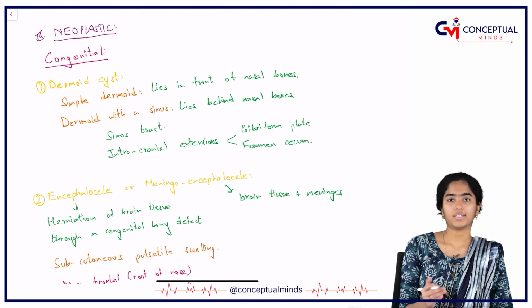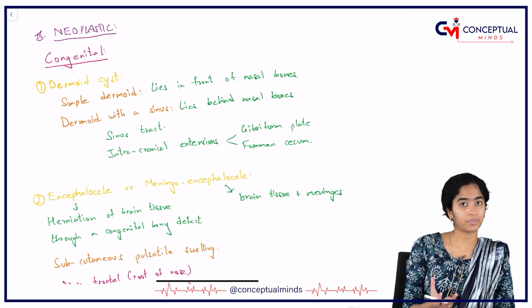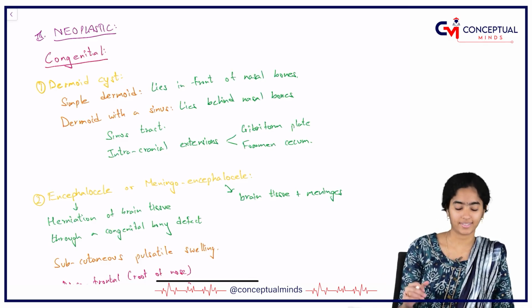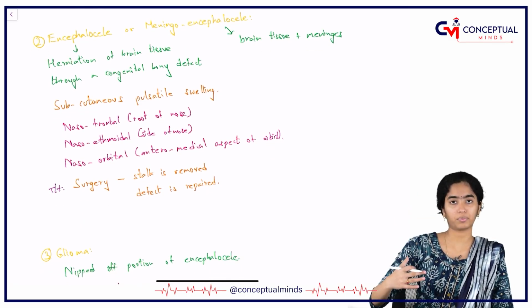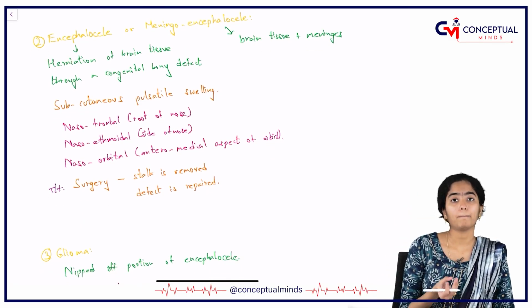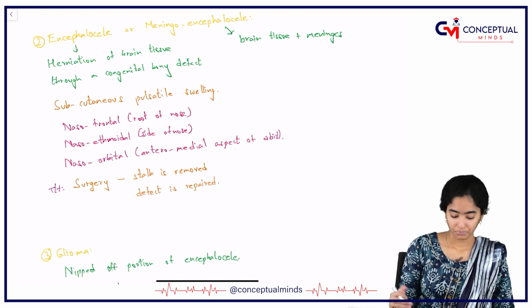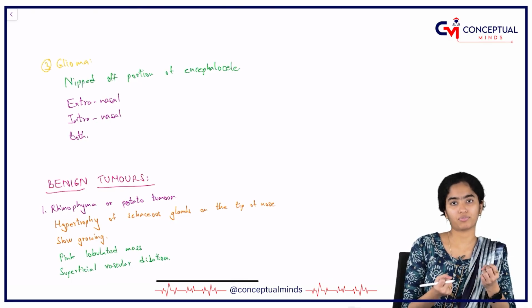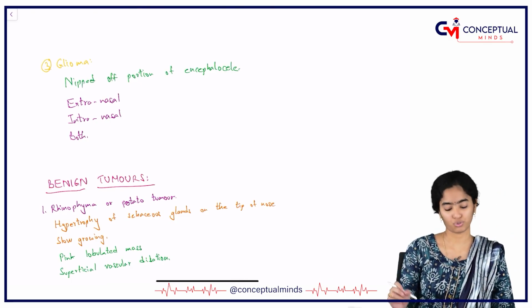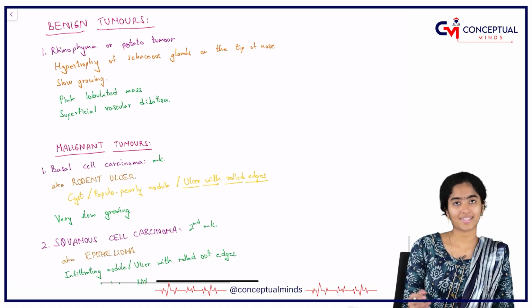Neoplastic, we have congenital. In congenital, we have dermoid, a simple dermoid, and also a dermoid with a sinus. Then we have encephalocele or meningoencephalocele, which is herniation of the brain tissue from a congenital bony defect. And then we have glioma, which is encephalocele only, but it has been nipped off. So there is no connection to the brain tissue. And benign tumors and malignant tumors.